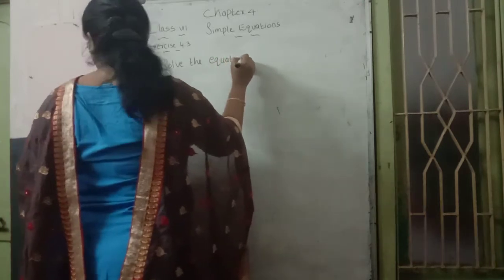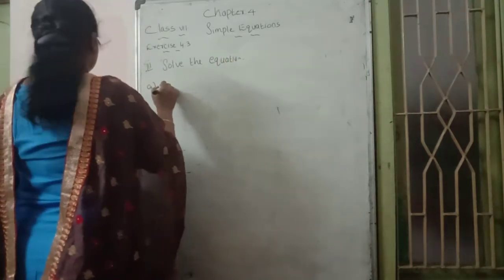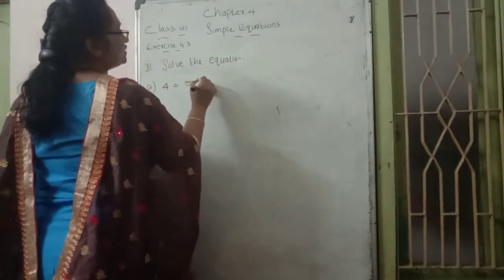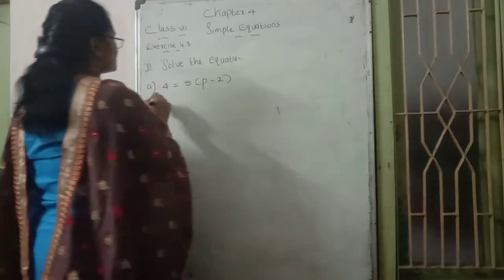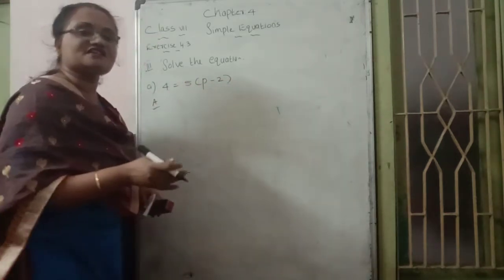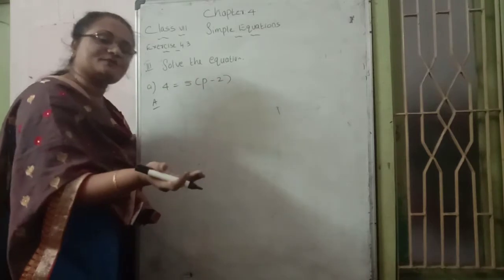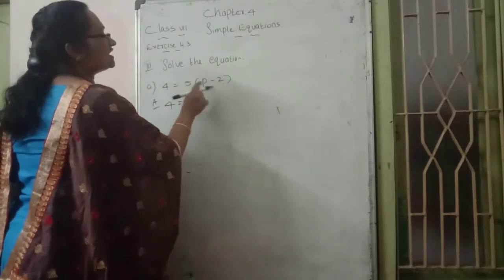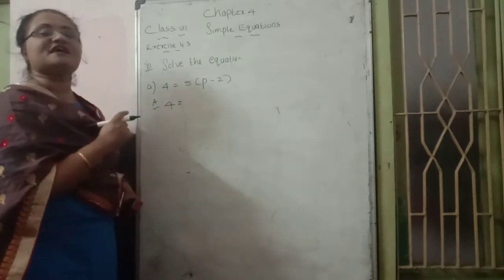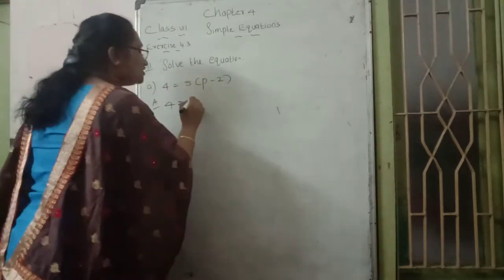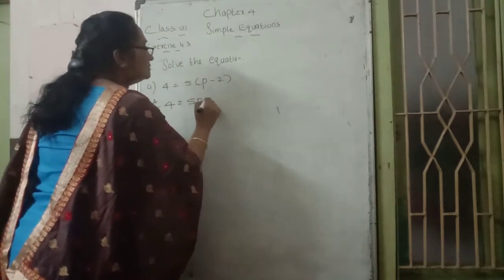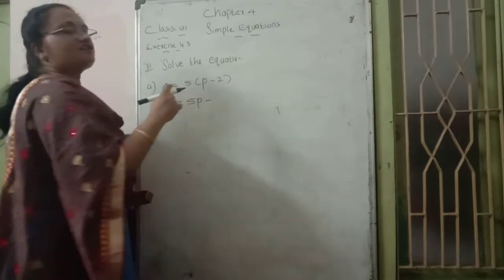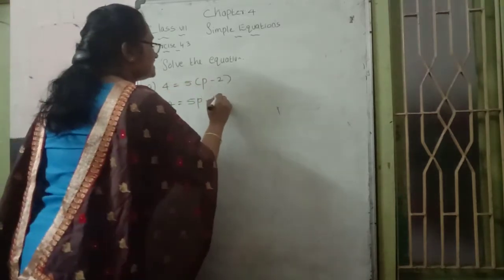First question: 4 is equal to 5 into (p minus 2). Here also a bracket-carrying term is there. That's why open that bracket and form the correct equation. 4 is equal to 5 multiplied inside the bracket. Open the bracket: 5 into p becomes 5p, minus 5 into minus 2 becomes minus 10, which is the answer.